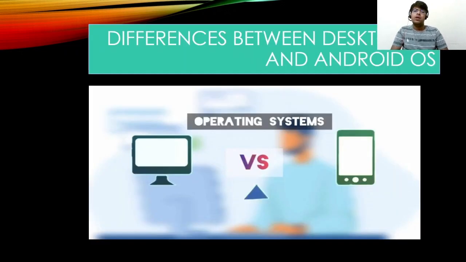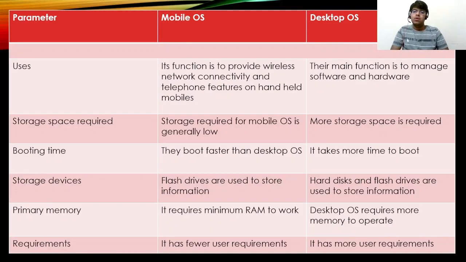Now, finally, coming to the difference between desktop and mobile OS, let's see it with its uses. The mobile OS provides wireless network connectivity along with telephone features on handheld devices, whereas the desktop OS's main function is to manage both our software and hardware. Now, in terms of storage space required, the mobile OS requires a lot less space compared to the desktop OS. In terms of booting time, the mobile OS boots a lot faster than the desktop OS.